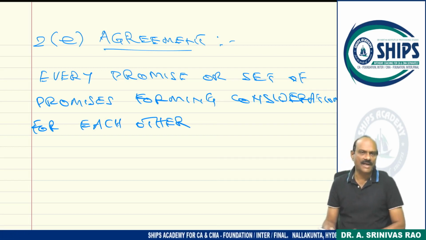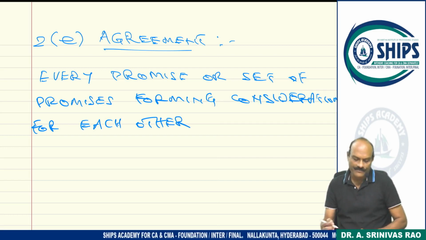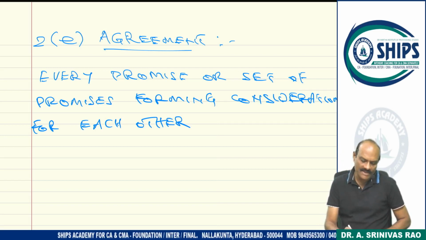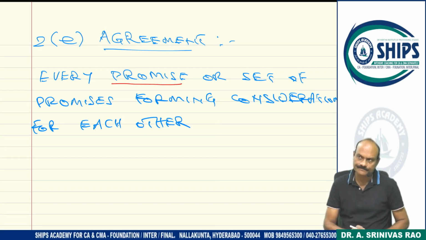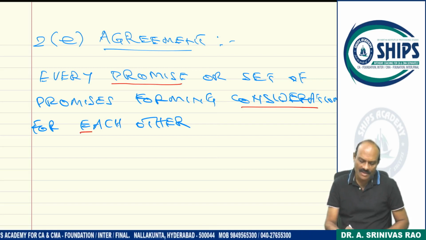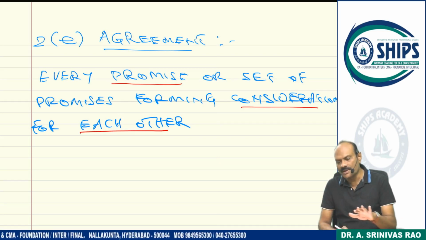Every promise or set of promises forming consideration for each other. In this definition, what do we have to understand? What is the meaning of a promise? What is the meaning of consideration? Each other. If you know the meaning of these three words, you know the meaning of agreement.